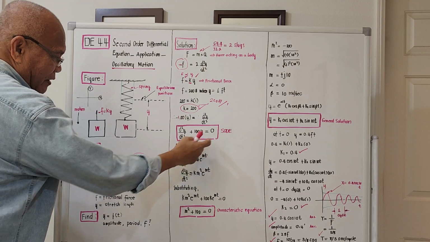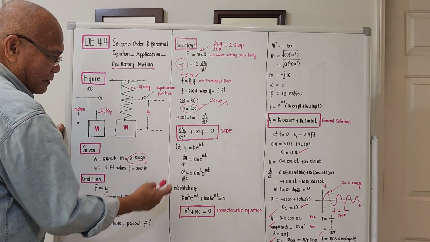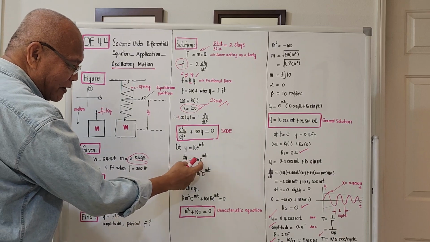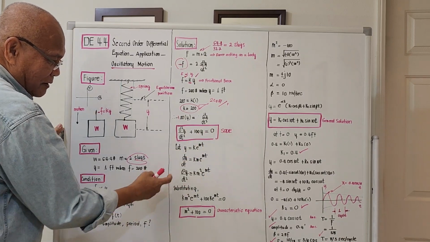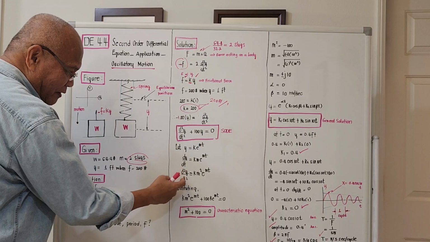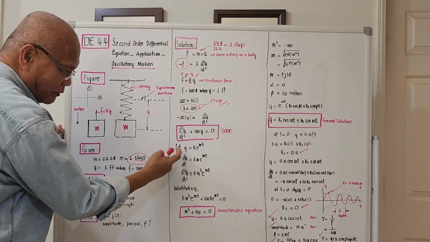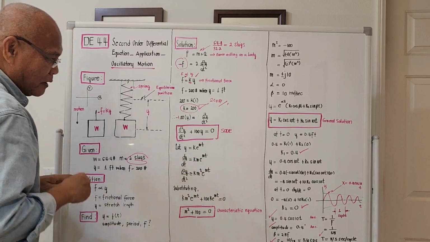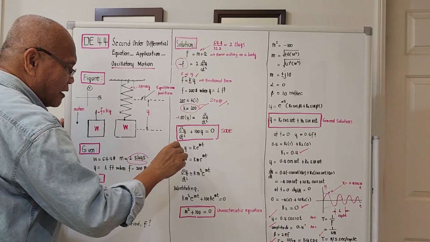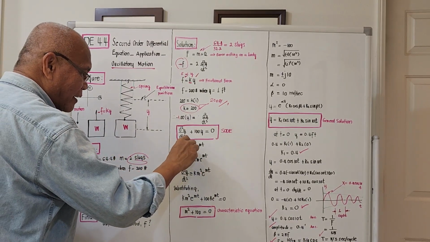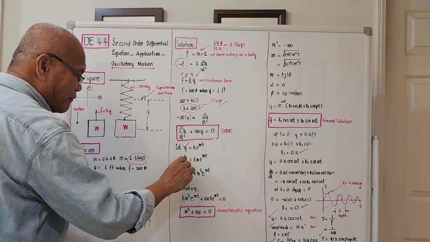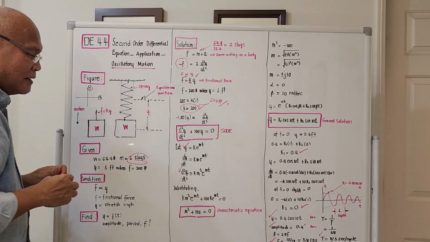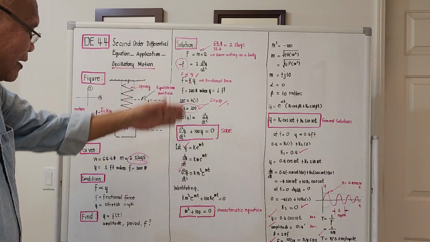y equal to k e raised to mt. dy dt, take the derivative of this, it will be km e raised to mt. d square y over dt square, take again the derivative of the first derivative, what will come out will be km square e raised to mt. We take this value y here and the second derivative. Unluckily, we don't have the dy dt here, right? Okay, what will come out?